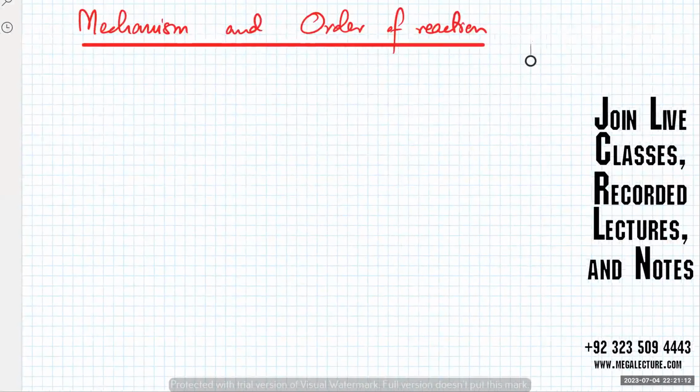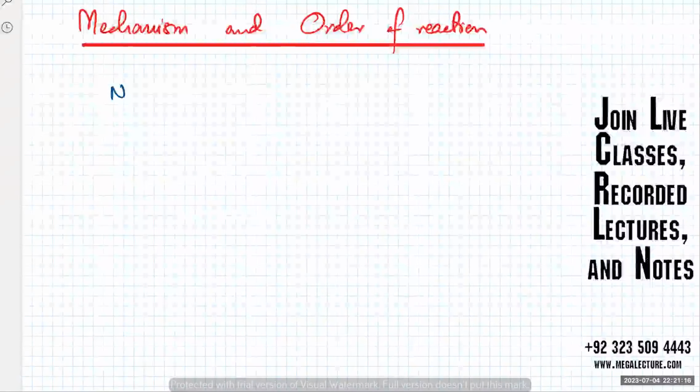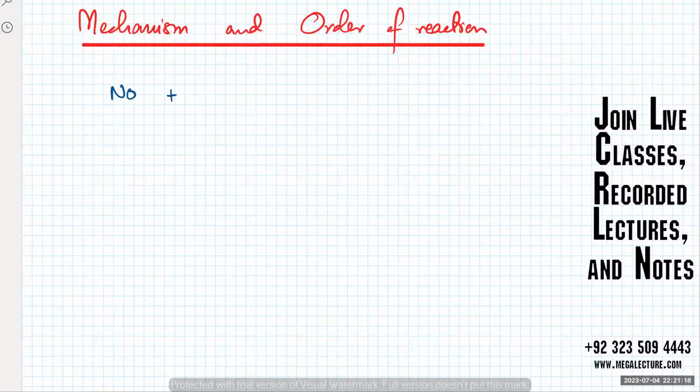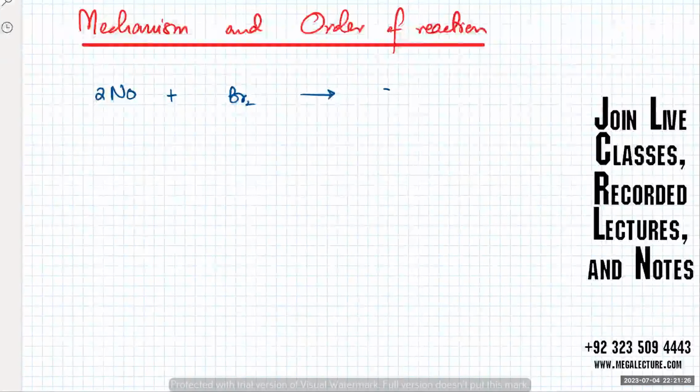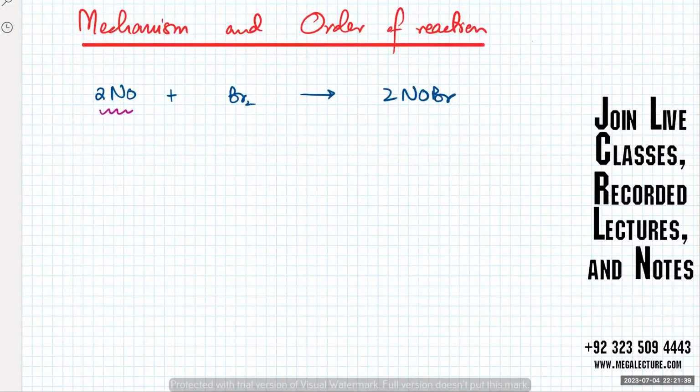So for example, I've got this reaction, which is that 2NO reacting with Br2, and it produces 2NOBr. Now that's kind of a simple reaction, right? And it has two reactants. It's got NO and it's got Br2.